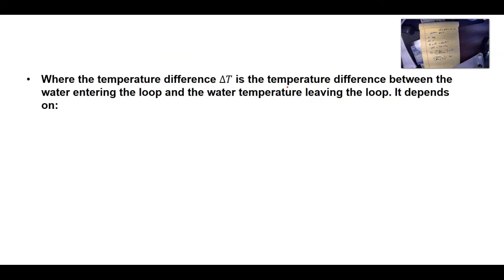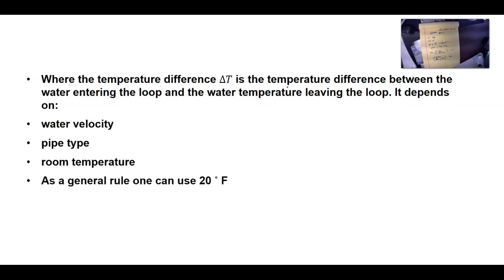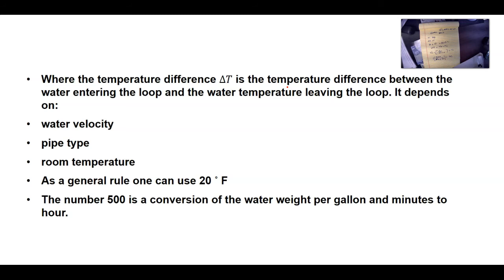Delta T is the temperature difference between the water entering the loop and the water coming back into the loop, and it depends on the water velocity, pipe type, room temperature. As a general rule, you use 20 degrees. So this is the water coming into the radiator and coming out of the radiator. So the water coming into the radiator is going to be 180 and should come back at 160. It will drop 20 degrees in that loop. It's not the room temperature. Do not mistake that by the room temperature.